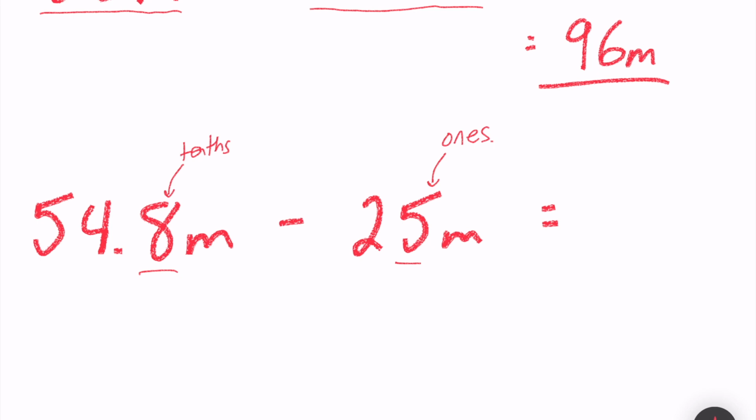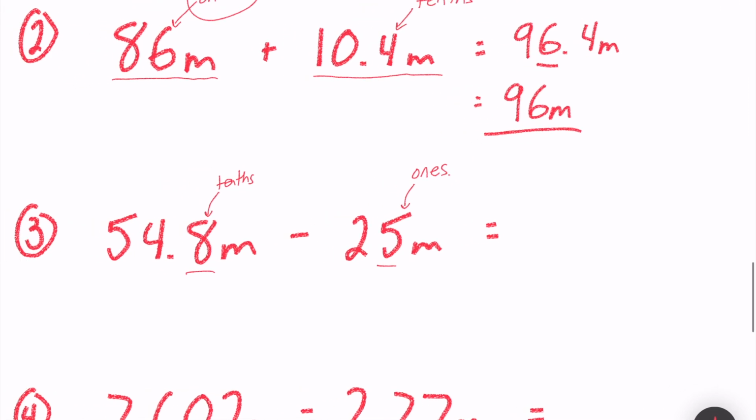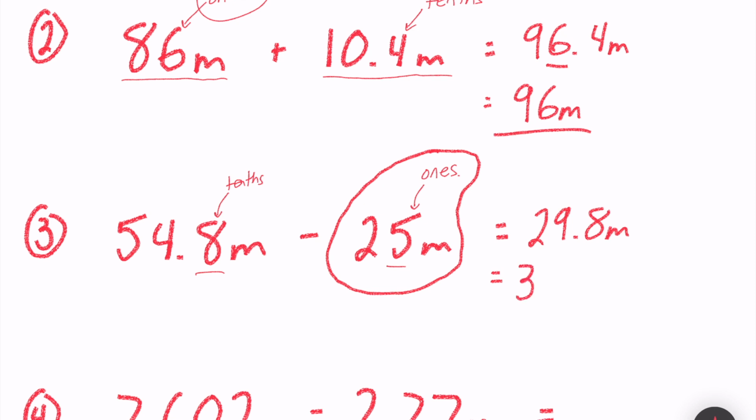If you type this into your calculator, you should get an answer of 29.8. Again, that's without sigfigs. We can write down 29.8 meters, but since this is a subtraction question, we have to be as accurate as our least accurate measurement, which is 25 meters. It's accurate to the ones spot. So we can round up to 30 meters.